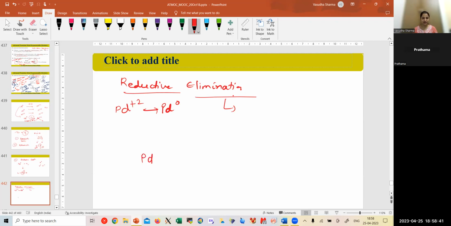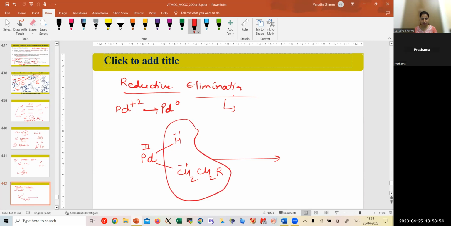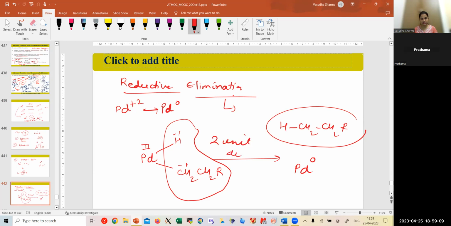For example, if I have palladium in +2, and here it is H, and there is one group called CH2R or anything like that. Because this is also bringing 1 minus, and this is also bringing 1 minus. Now, because of the reductive elimination, these two combine together, H and CH2R, that is the elimination product, and palladium again comes to the 0 state. So this is reductive elimination, which is opposite to oxidative addition. There also there is a 2-unit difference of oxidation state. It started with palladium 2, ending up with palladium 0. Hope this is clear: oxidative addition and reductive elimination.